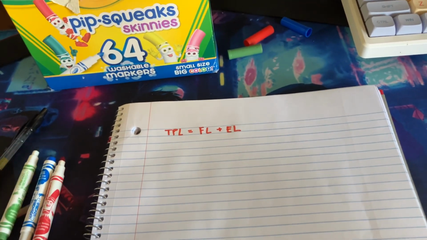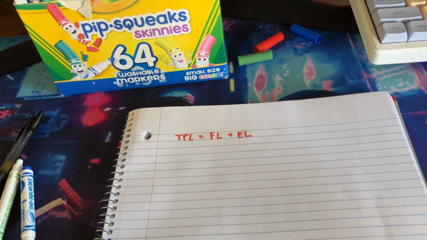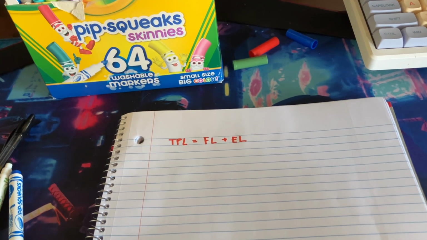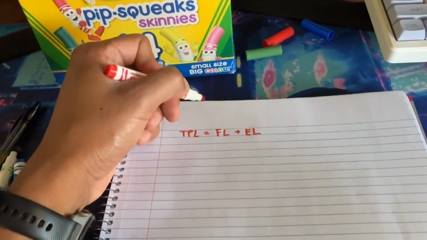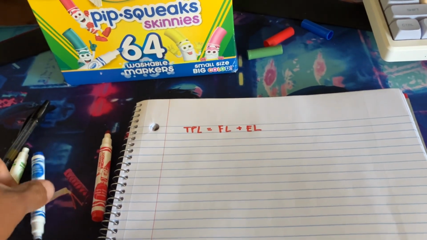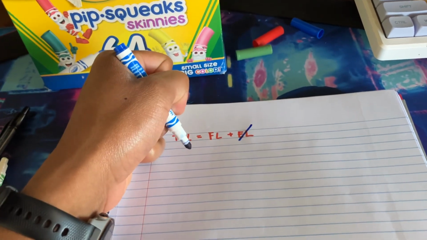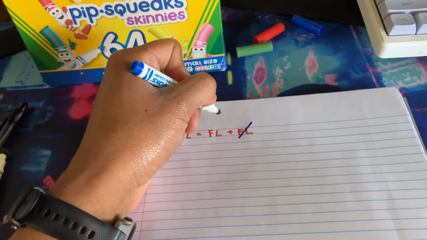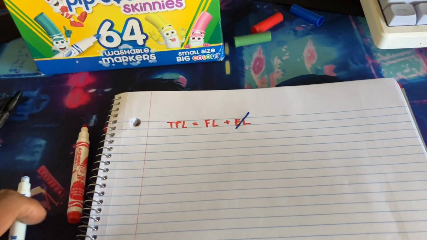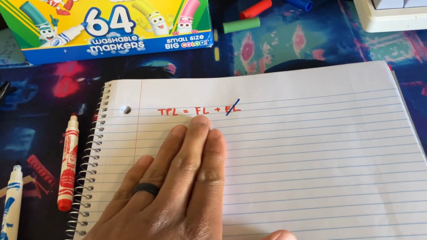So we need to find TPL in 400 feet of 2.5-inch hose equipped with 1-inch tip flowing 65 psi. Notice how this question doesn't say anything about elevation, okay? So we already know right off the bat, if it's not asking for elevation, we can get the elevation loss out of the way. So now, all we're trying to find out is friction loss.